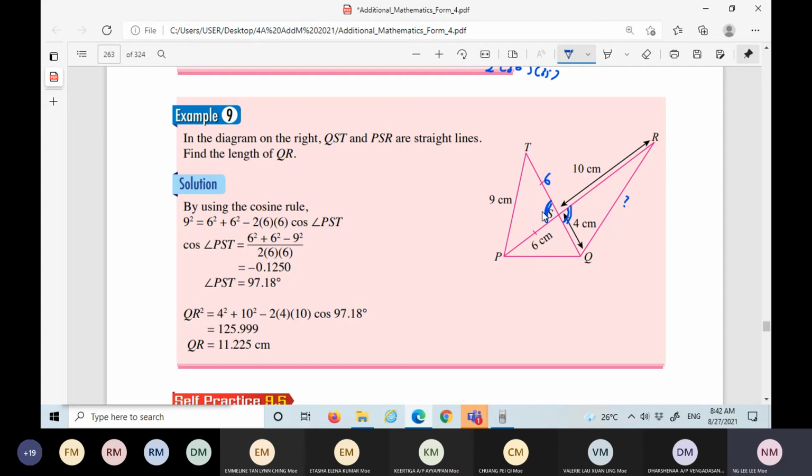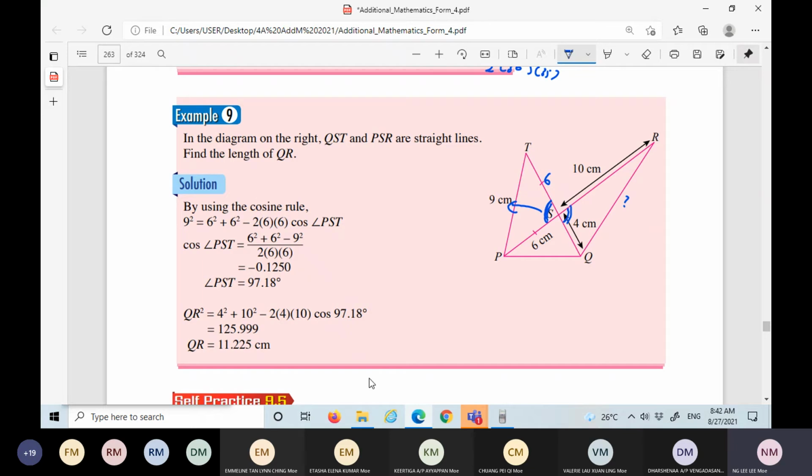Same thing: the side opposite this angle is 9, so 9 is the subject. The other two lengths are 6. So 9 squared equals 6 squared plus 6 squared minus 2 times 6 times 6 times cos of this angle, PST. By using the method just now, you see this one gets negative. As I said, there's no doubt for cos, it is very simple: if positive, acute angle; if negative, obtuse angle.